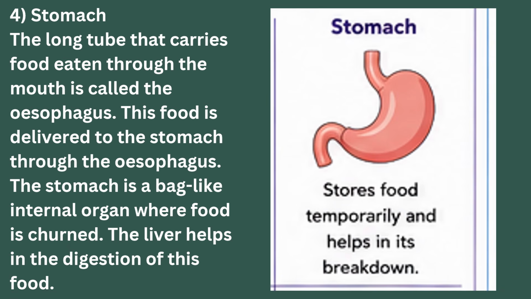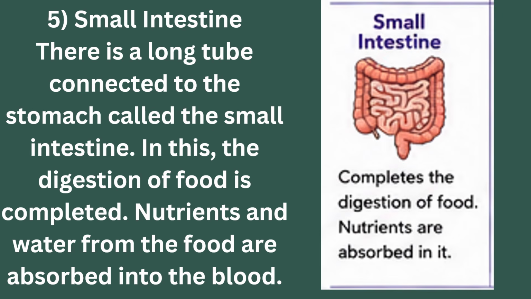Now this stomach is actually like a bag where food is churned so that all the healthy food is given to our body. And the liver helps in the digestion of this food. Small intestine. There are two intestines, small intestine and large intestine. The inside one is called the small intestine. So small intestine is a long tube. It is connected to the stomach and in this the digestion of food is actually completed.